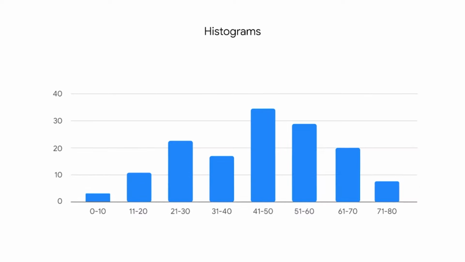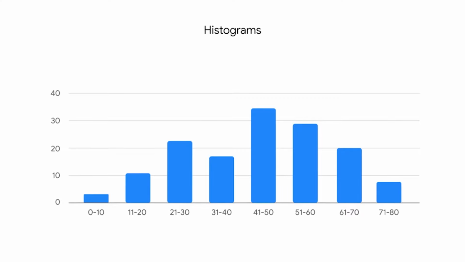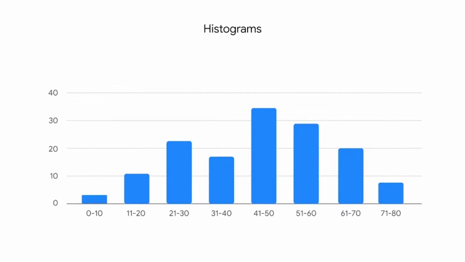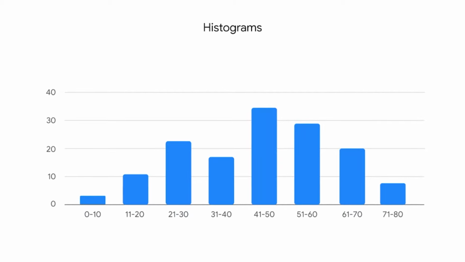A histogram shows individual data points that have been categorized into ranges, with the frequency of each range represented by the height of a unique column. For example, you could use the histogram here to show the demographics of online sales classified by age groups.